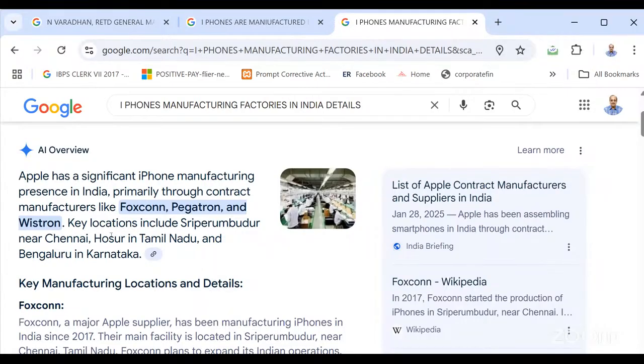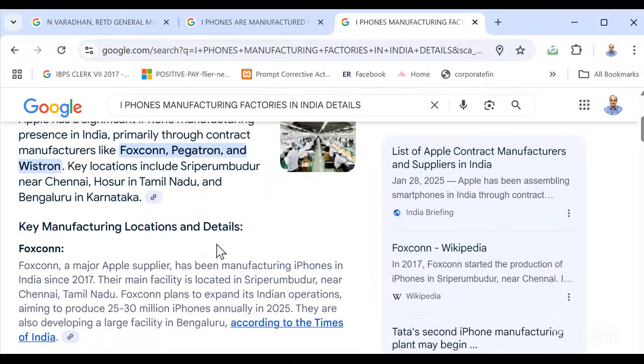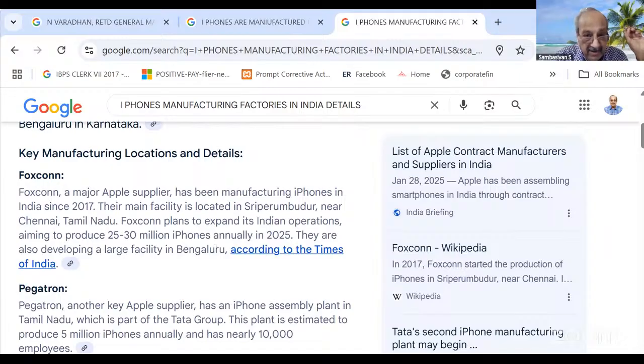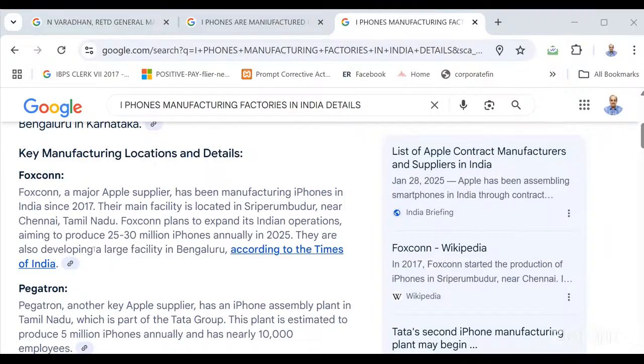Apple has a significant iPhone manufacturing presence in India, primarily through contract manufacturers like Foxconn, Pegatron, and Wistron. Key locations include Sri Perumbudur near Chennai, Hosur in Tamil Nadu, and Bangalore in Karnataka. Oh, that is the thing. Good, very good. Continue. Key manufacturing locations and details.